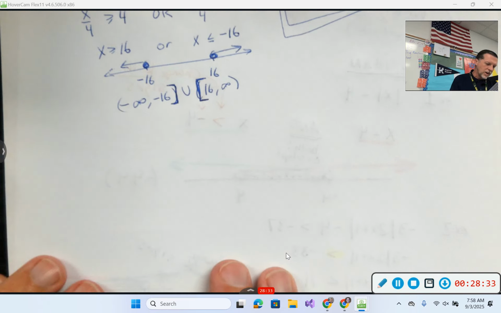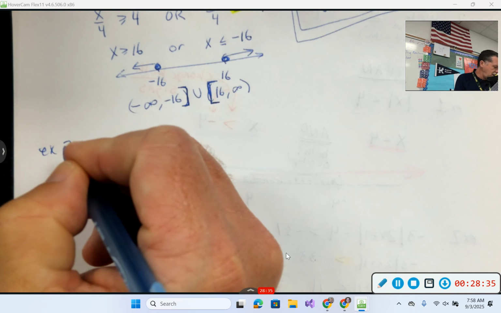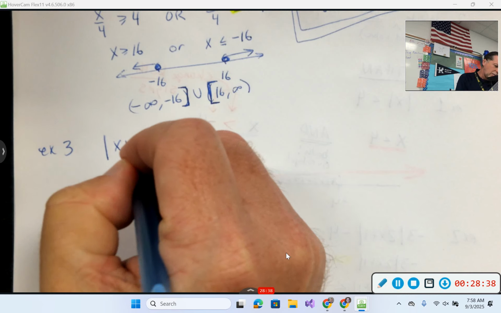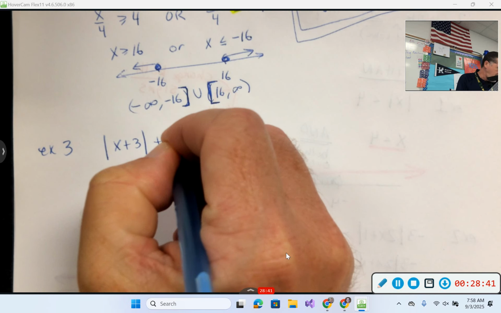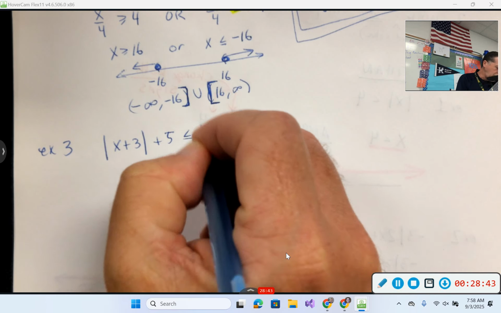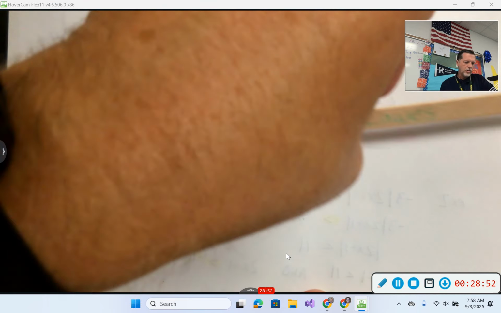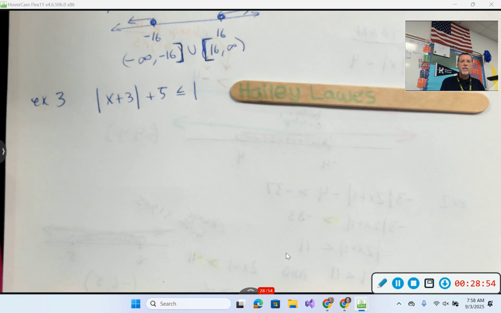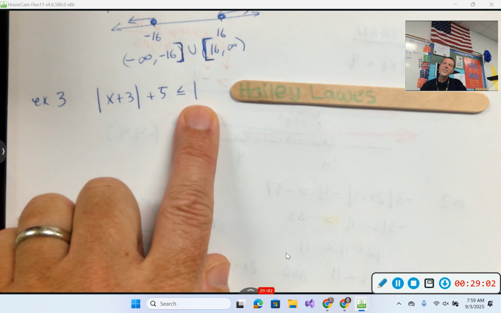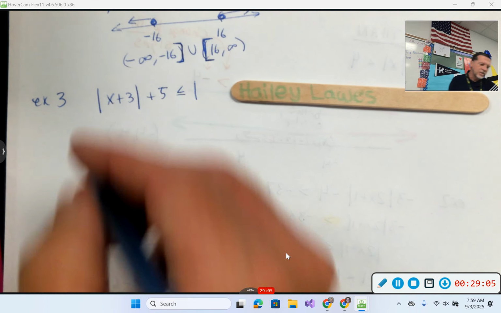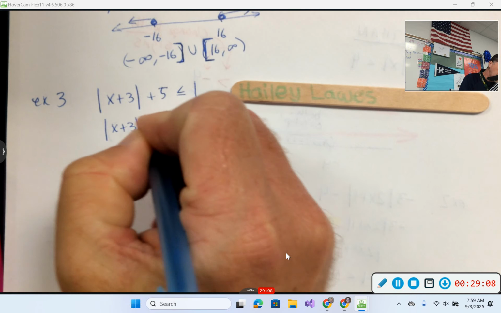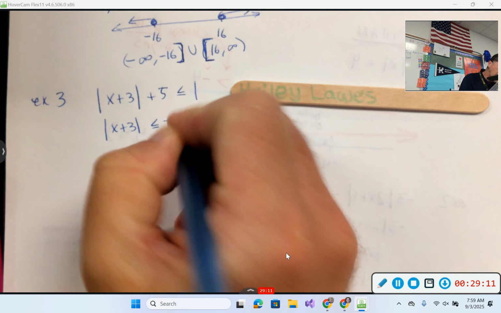Okay, let's do one more. Absolute value of x plus 3, plus 5, less than or equal to 1. Haley, what do you want to do first? How do you want to get the 5 to the other side? Subtract it over. So absolute value of x plus 3 is less than or equal to negative 4.